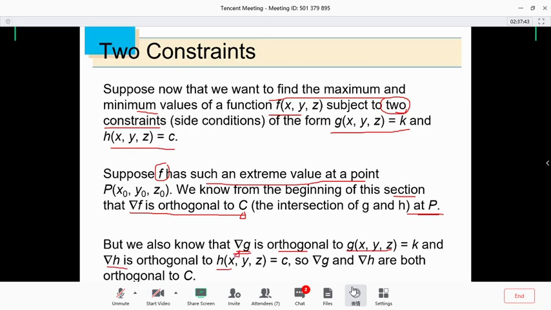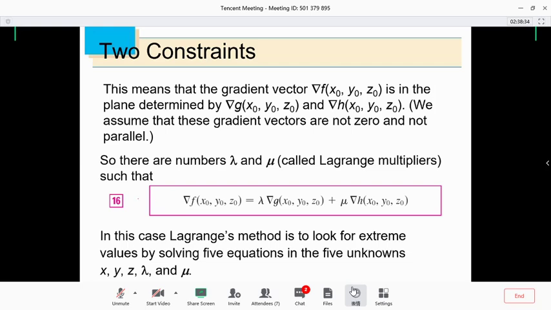This one is orthogonal to this surface, and this one is also orthogonal to this surface. So this one and this one are both orthogonal to C. This is not easy to understand, but I haven't found a figure. So we just need to know the following formula. Here it's not easy to understand. We just need this one.